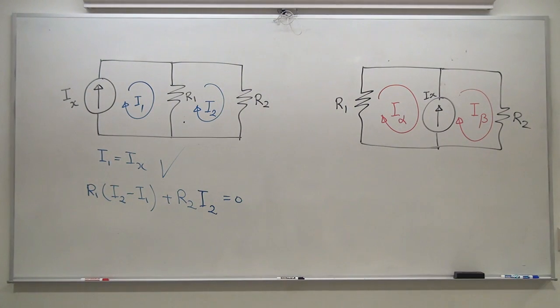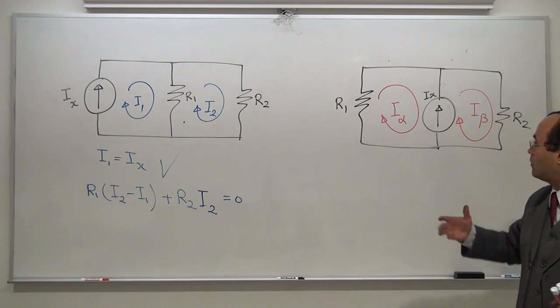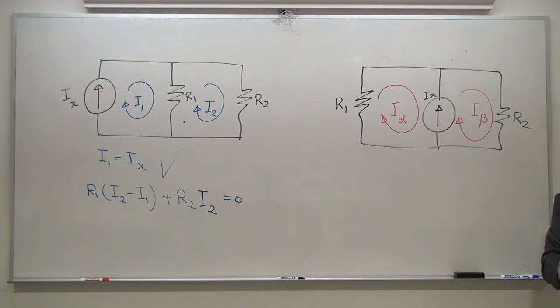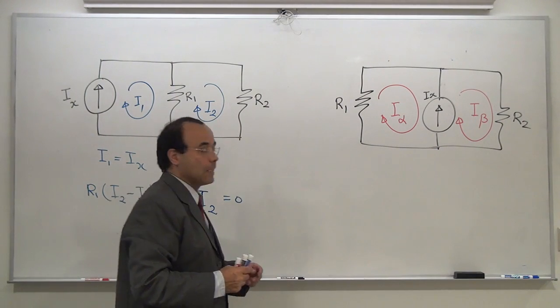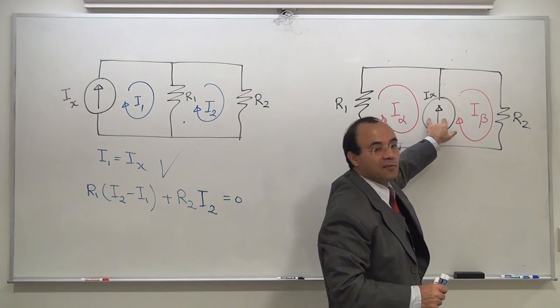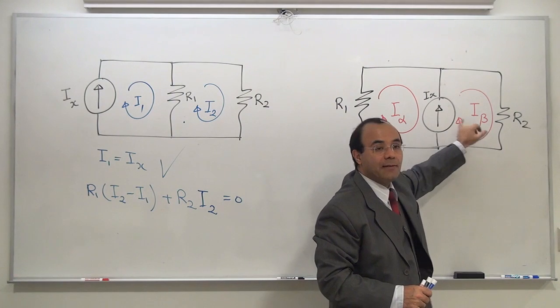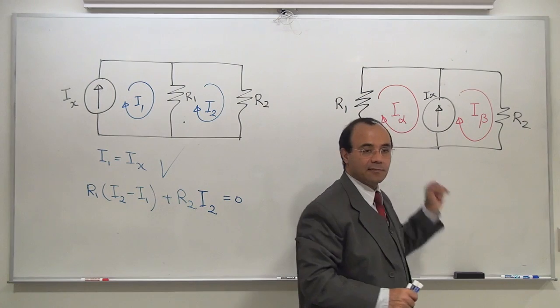I'm going to identify the design. Well, I have R1, R2, Ix. I'm going to identify the basic loops, alpha and beta. So far, we are in common. But I want to ask you this question: where is my current source? My current source is between the two loops. This current source is now shared between loop alpha and beta. This current source is communicating with this and this.